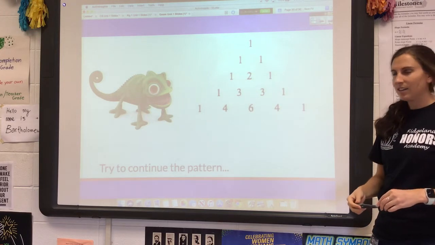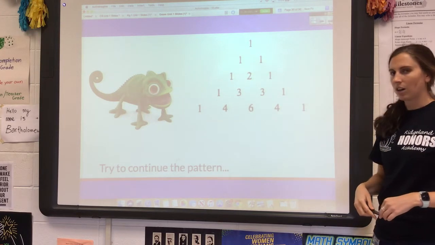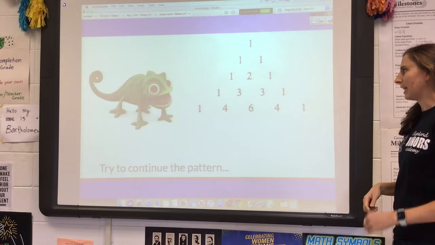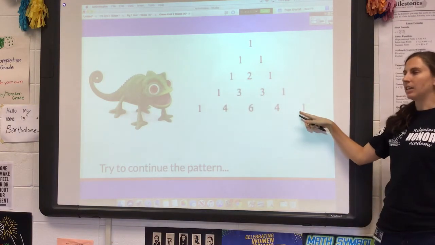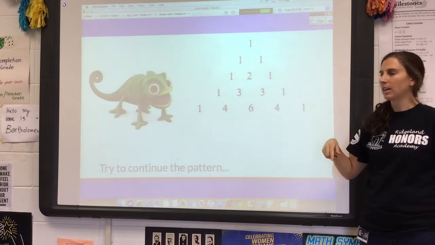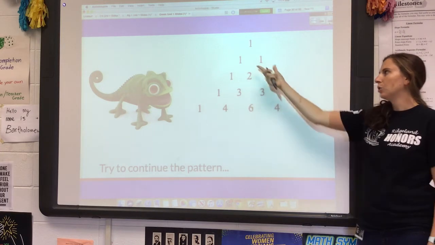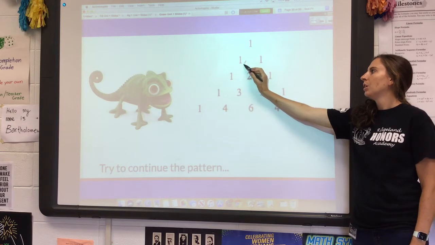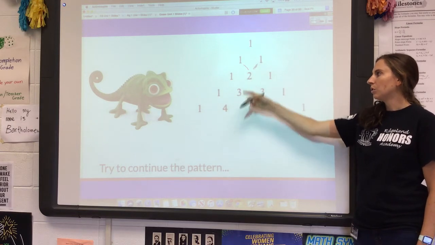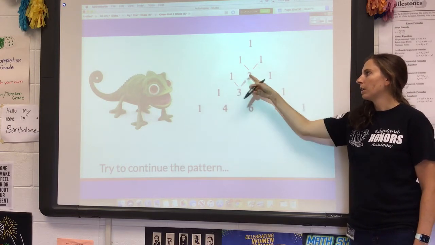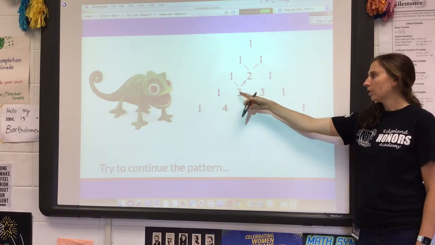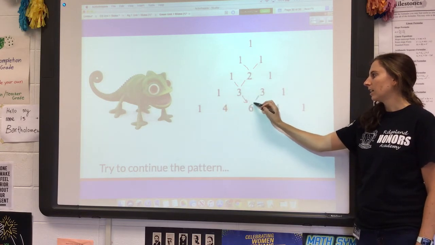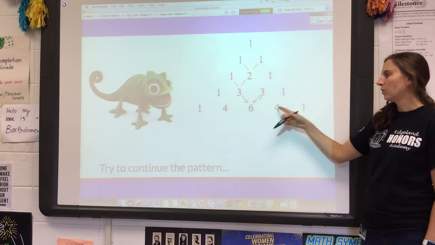You think you got it figured out? Alright, so here's the pattern that I see happening here. You've got 1s going on along the edges, and then to find all the rest of the numbers, you add the 2 above it. For example, 1 plus 1 gives you 2. 1 plus 2 gives you 3. 3 plus 1 gives you 4. Or 3 plus 3 gives you 6. 3 plus 1 gives you 4, and so on.